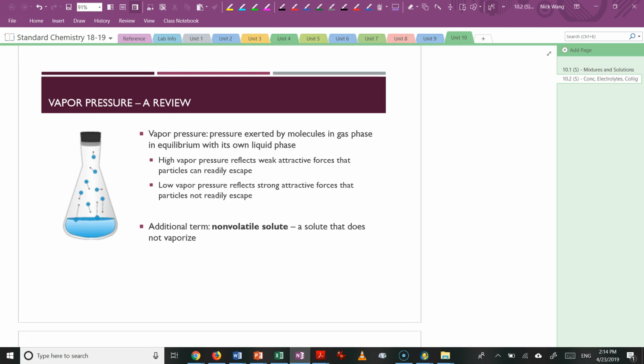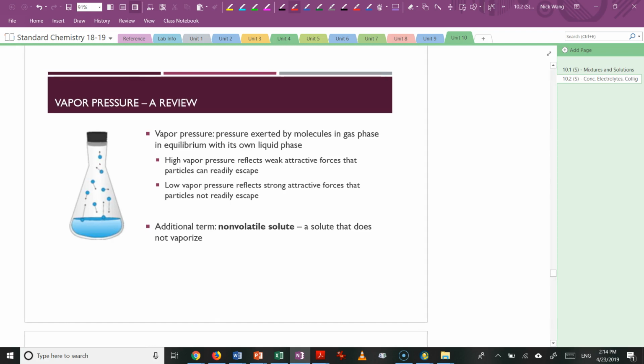First of all, remember that vapor pressure is the pressure exerted by the vapor particles of a liquid in a container. And if you have a lot of vapor pressure, that means you have a lot of particles up here bouncing around. That would reflect the fact that you have weak attractive forces between the particles in the liquid phase, because that means these gaseous particles, the ones at the surface, are more able to escape and become a vapor. So that means high vapor pressure.